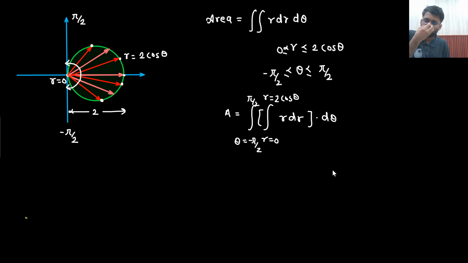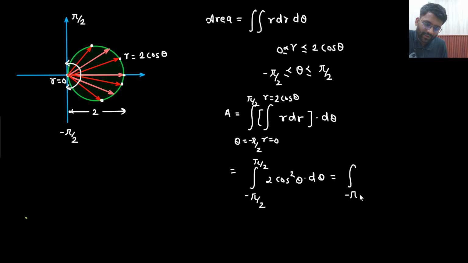So r square by 2, so this will become 4 cos square theta by 2, so it will become 2 cos square theta. Theta going from minus pi by 2 to pi by 2, 2 cos square theta d theta. So what you will get from minus pi by 2 to pi by 2 is 1 plus cos 2 theta d theta.